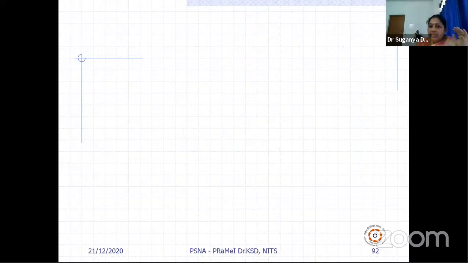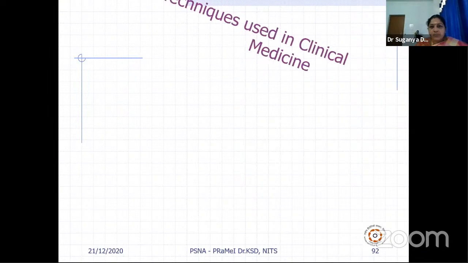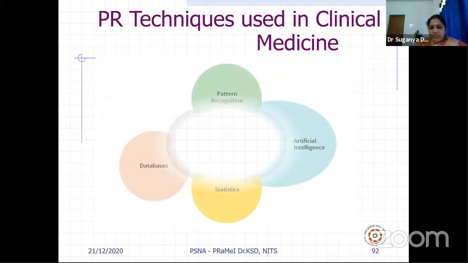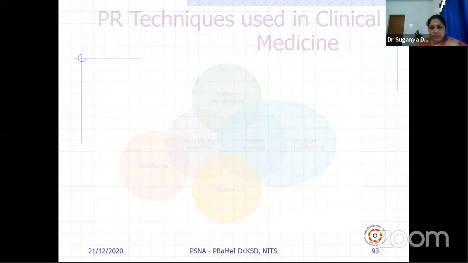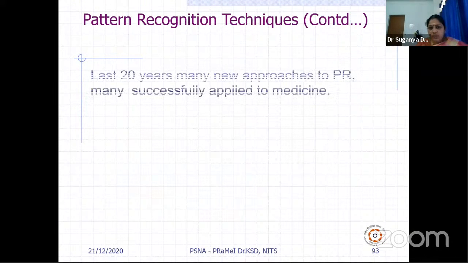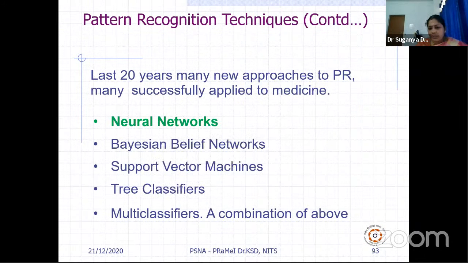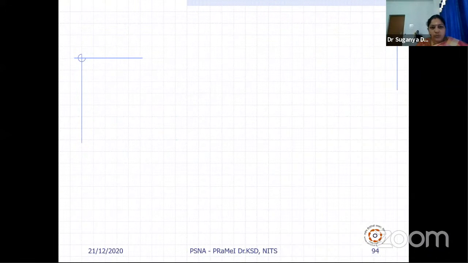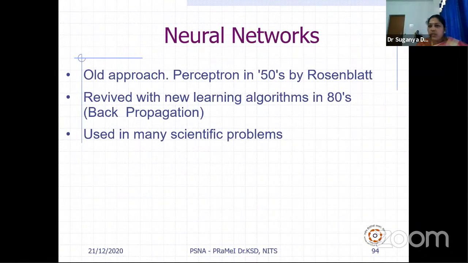So as it learns all the organs first, it is easy for the machine to find the abnormalities. Okay. So these are some of the PR techniques that can be used in medicine. Neural networks, Bayes, SVM, tree classifiers, and multi-class SVM. I have discussed all these earlier. Neural networks are the old approach, but the name keeps coming in different versions: artificial neural network, then convolutional neural network, then deep convolutional neural network for deep learning machines. But anyhow, it is neural networks only.